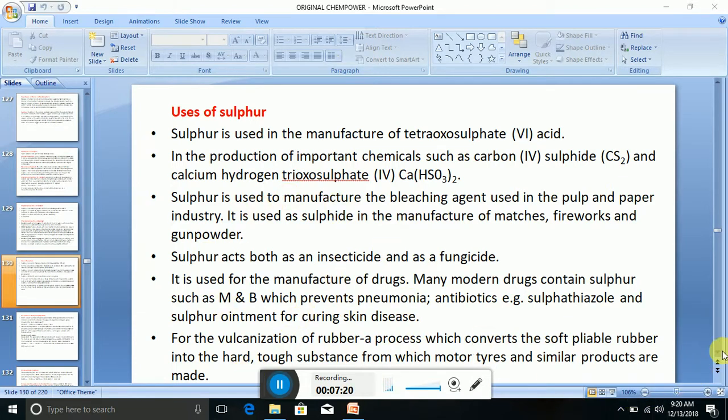It is used for the vulcanization of rubber, a process which converts the soft pliable rubber into a hard tough substance from which motor tires and similar products are made. So sulfur is that element that is used for vulcanization, an application used in repairing our motor car tires.